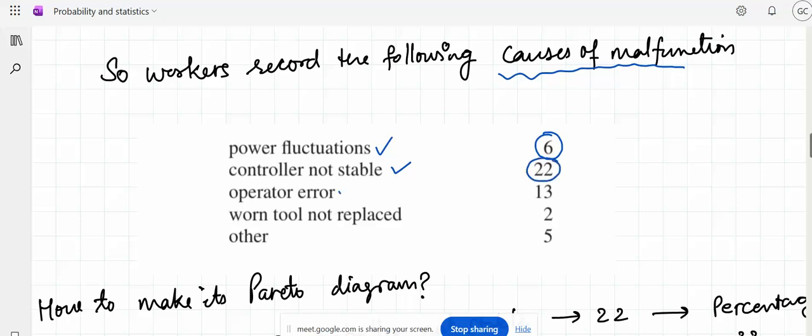And then operator error, this happens 13 times. And want tool not replaced, this happens 2 times. And some other reasons are also 5 times. Okay, so what we are saying is that we have a computer controlled lathe machine, and we are looking at what are the possible reasons for the fault in our output, and we found that these are the possible causes, right?